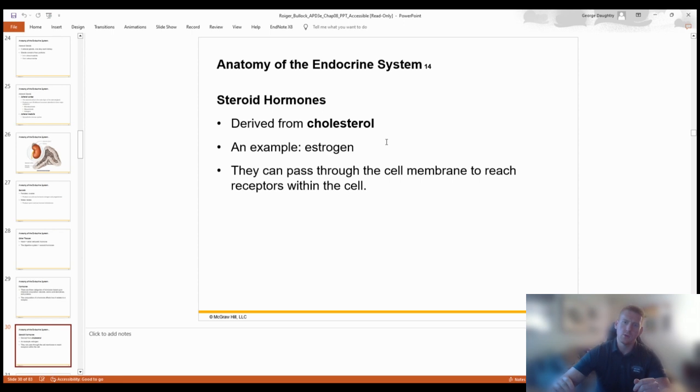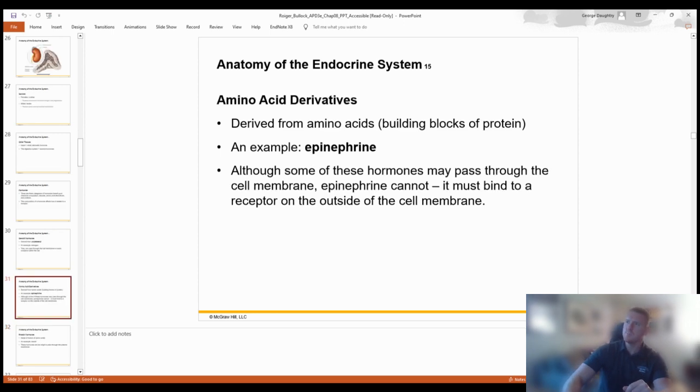And how do you know that cholesterol produces or is derived into steroid hormone? You see one of our suffixes that we talked about, sterol. What does sterol mean? It means steroid, right? So steroid hormones are derived from cholesterol, right? Okay, an example, like we've been saying, is estrogen and testosterone.